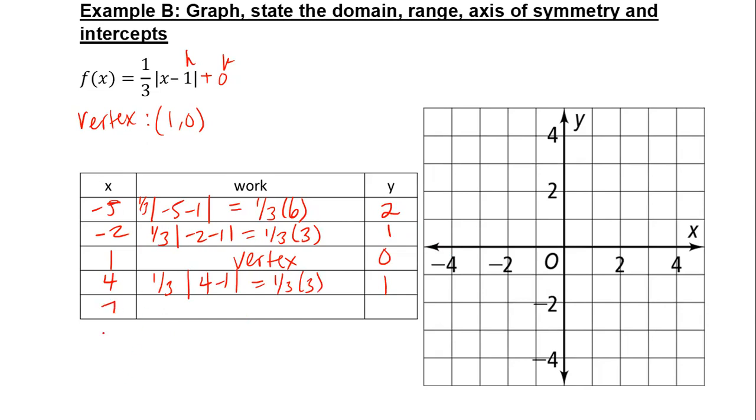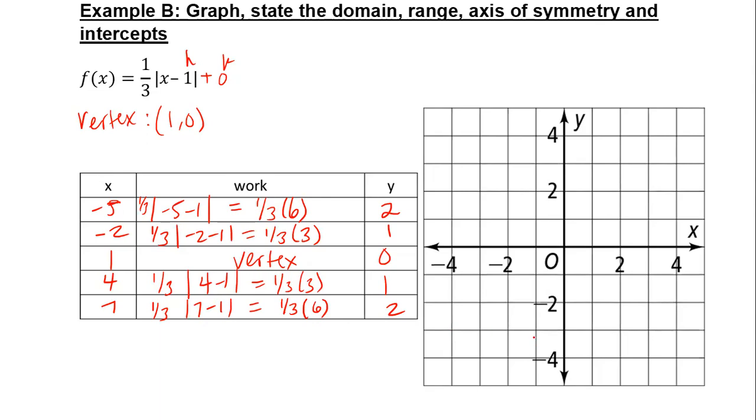If I plugged in the next one, it would be 7, right? That's because 7 minus 1 is 6, and 1/3 times 6 is 2. So that's how you work with fractions. You find numbers that are going to be nice to divide with. Does that make sense? Gosh, look at you making a connection.